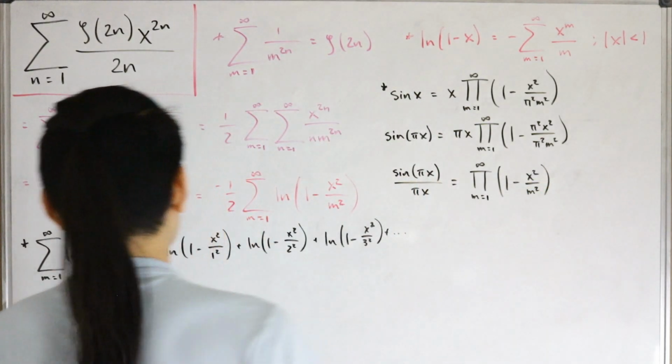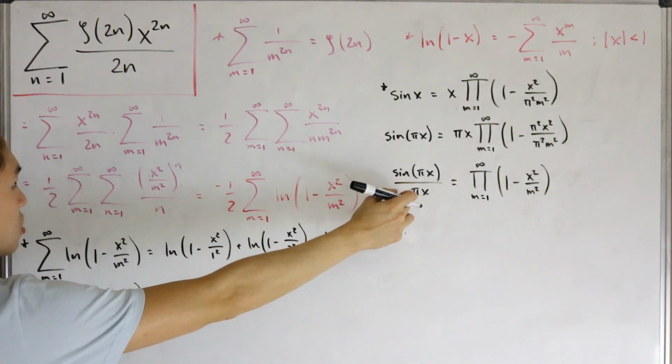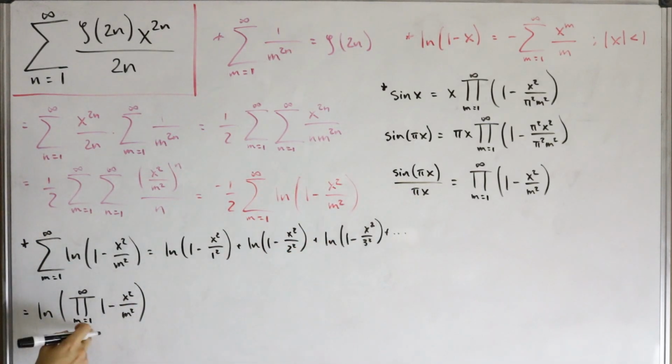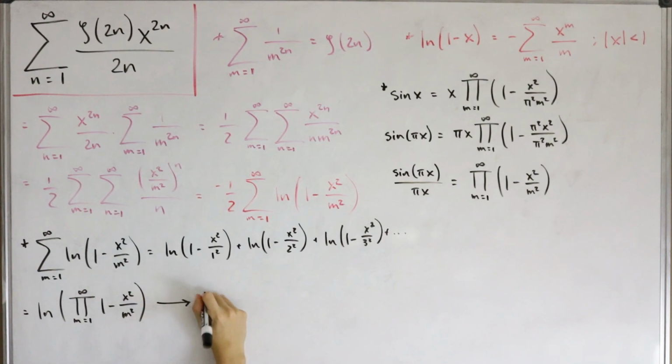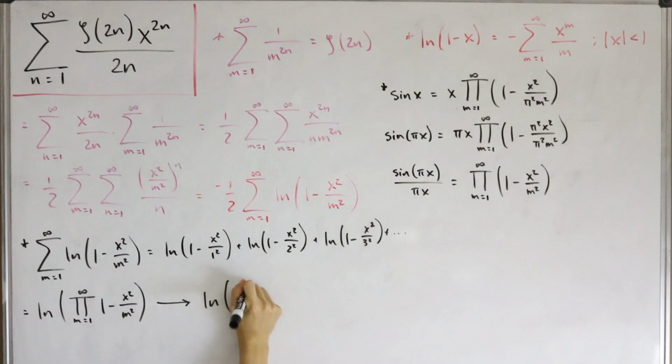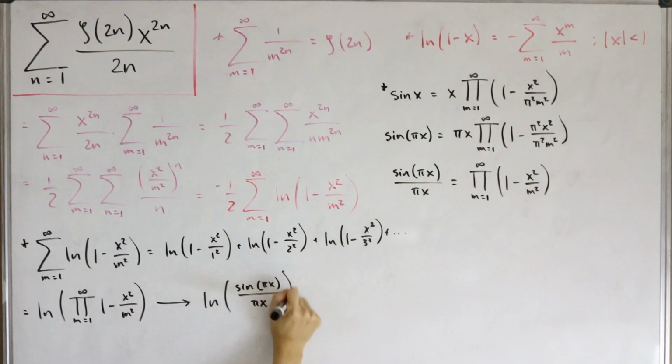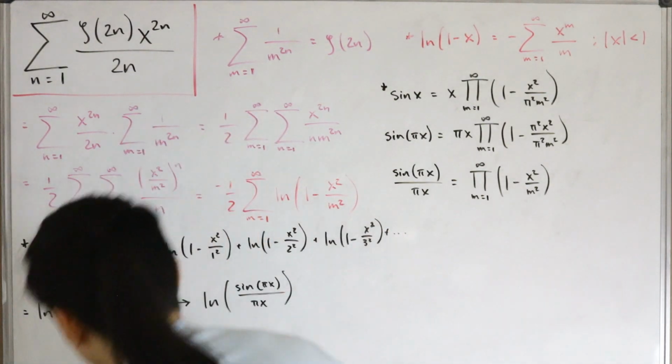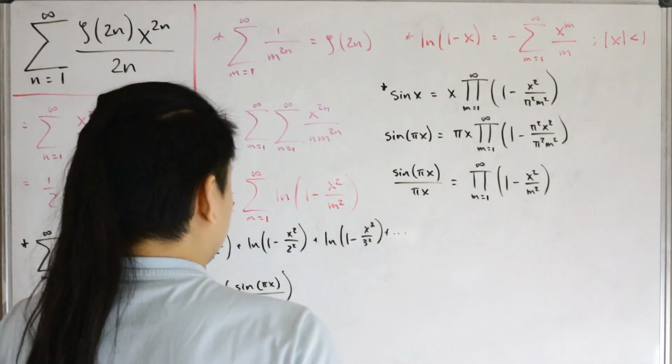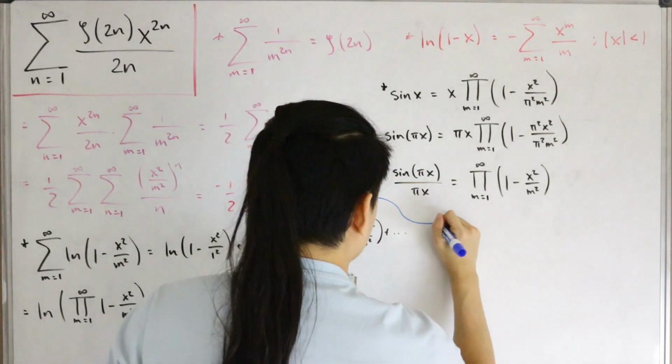So with this in mind, I can just substitute the sine of pi x divided by pi x in substitution of our infinite product over here. So this now just yields us the natural log of sine of pi x and then divided by pi x. And now we go back to that substitution over here.